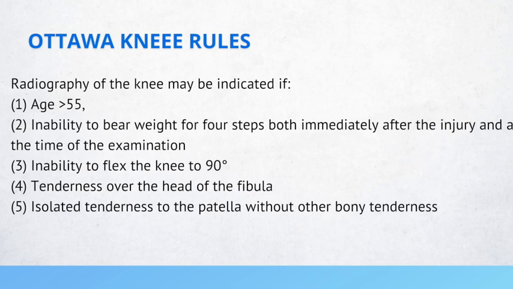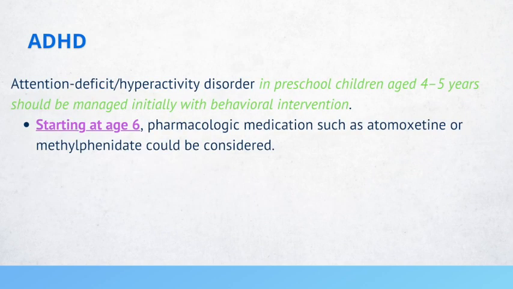Another common topic is ADHD. A high-yield point that I want to bring to your attention is that in preschool children aged 4 to 5 years, they should be initially managed with behavioral intervention. However, you can start pharmacologic medications at age 6. So you can use drugs such as methylphenidate or atomoxetine.